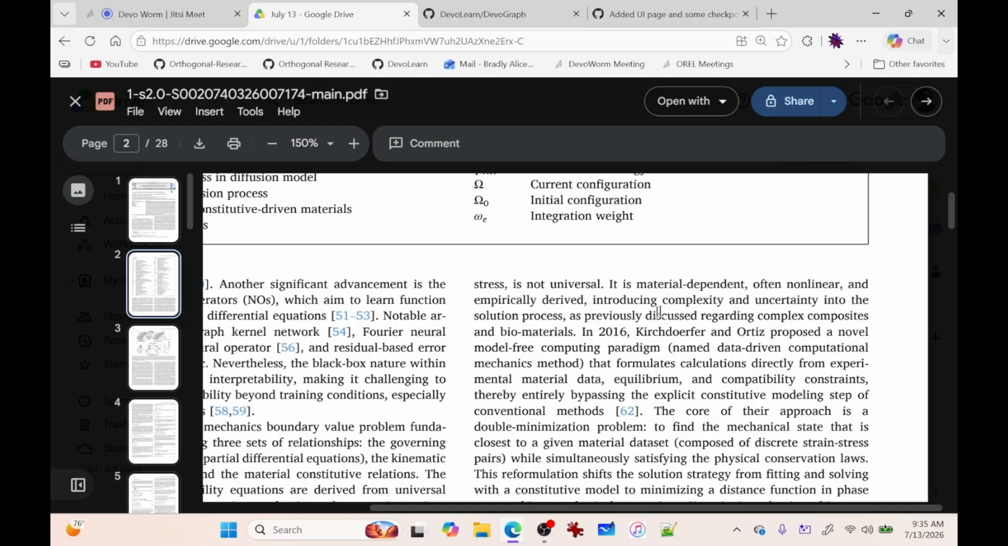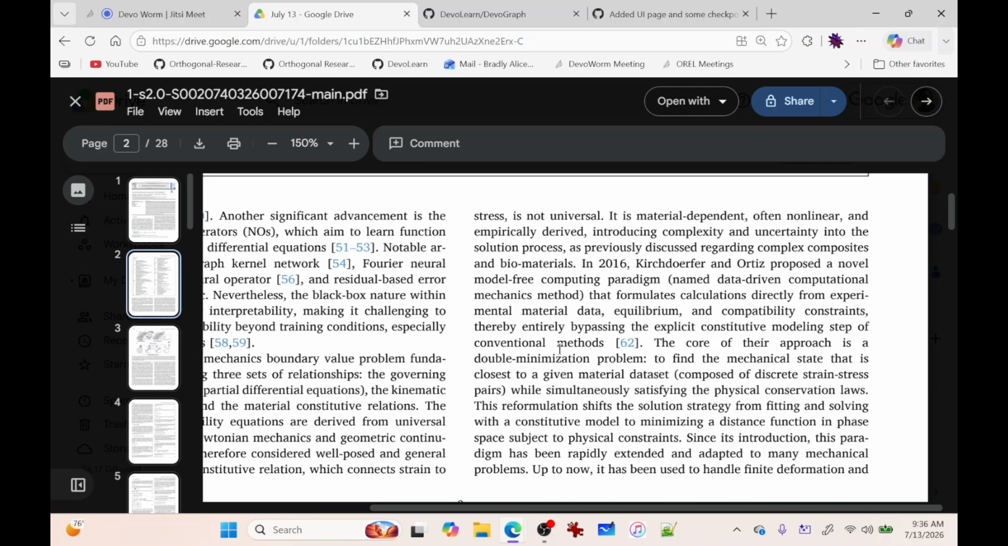Okay, so then in 2016, Kirchdoerfer and Ortiz proposed a novel model-free computing paradigm named data-driven computational mechanics methods that formulates calculations directly from experimental material data, equilibrium, and compatibility constraints, thereby entirely bypassing the explicit constitutive modeling step of conventional methods. The core of their approach is a double minimization problem.